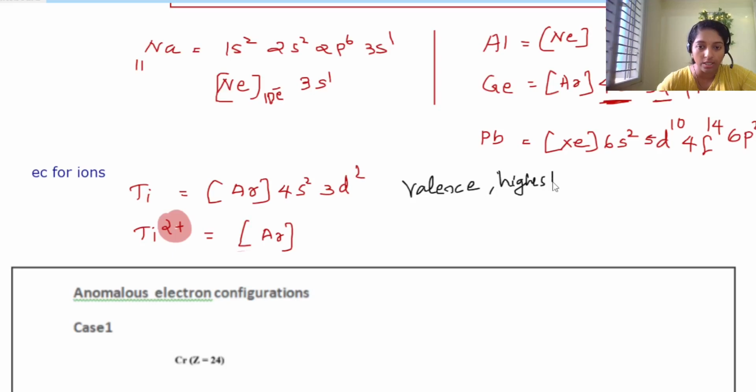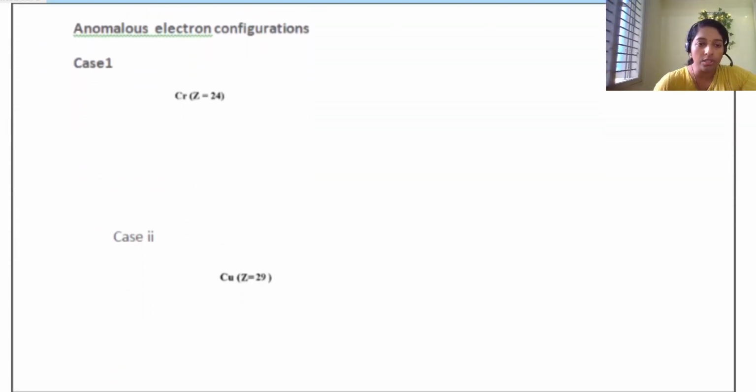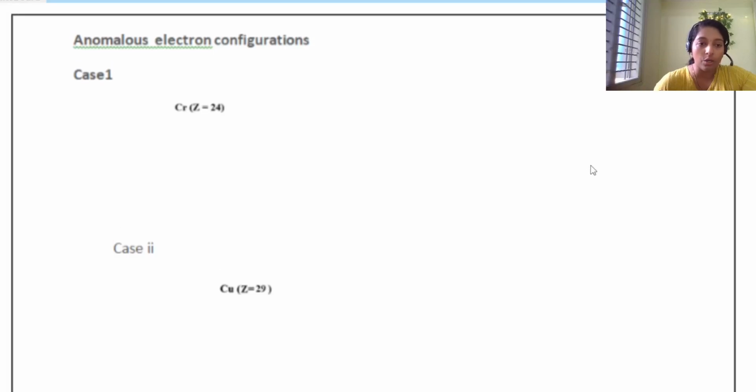So which is the highest n value? 4 is the highest energy. So the electron has to be lost from the 4s. So argon 3d2 is there, but the 4s electrons have to be lost. Be careful with these things. Always the electron has to be lost from the valence shell, the highest n value. Okay, that's it. Now there is a small point: anomalous configuration.